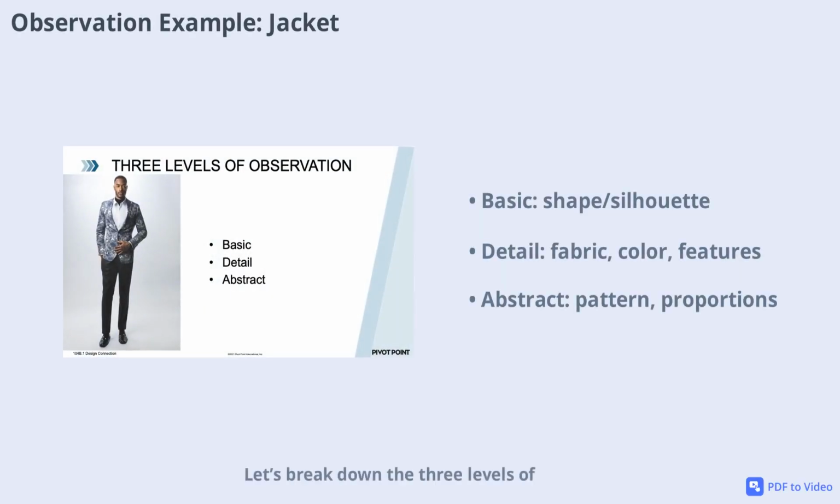Let's break down the 3 levels of observation using a jacket as an example. At the basic level, you notice the jacket's overall rectangular shape. Moving to the detail level, you observe the type of fabric, color, and features like buttons or pockets. Finally, at the abstract level, you visualize the pattern pieces and proportions that make up the jacket. This process helps you see beyond the surface and understand the structure of any object.